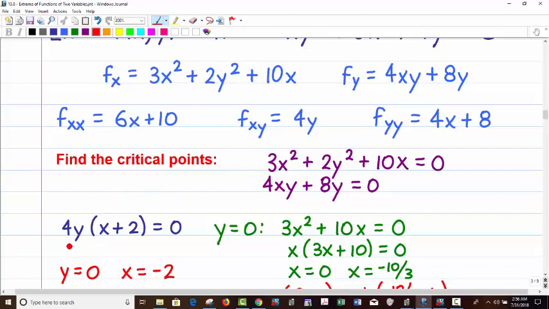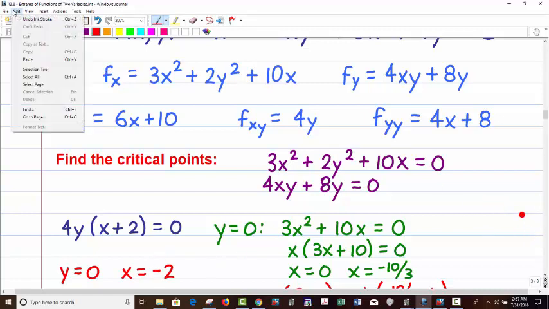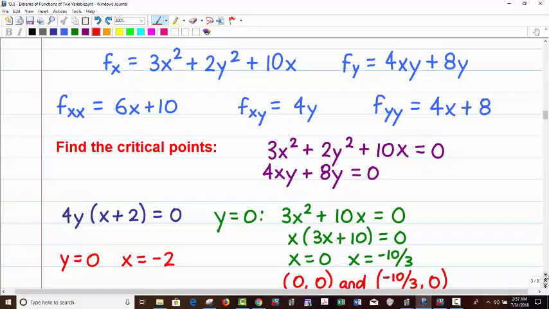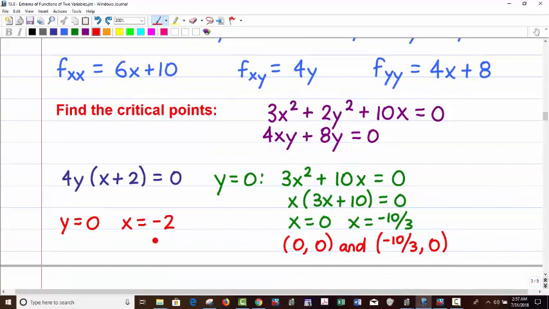So if I take this and factor out a 4y, I have 4y times x plus 2 equals 0. So I have y equals 0 and x equals negative 2. But here is the important part. Those two numbers do not produce a point. You can't make that negative 2, 0 because they're both coming from the same equation. Now we might still get 0 from the other equation, but we would not have it by using these two numbers right here. That's not right.